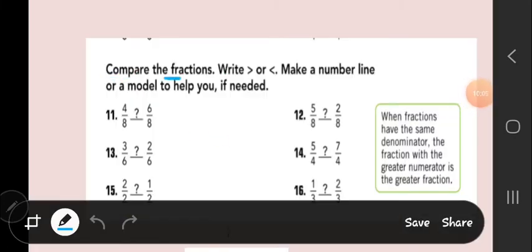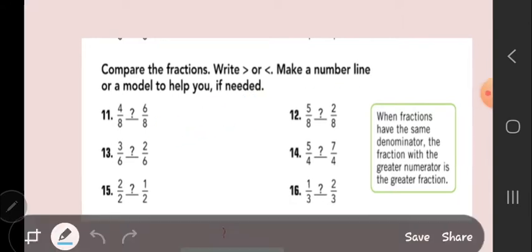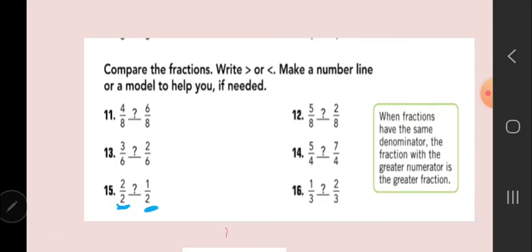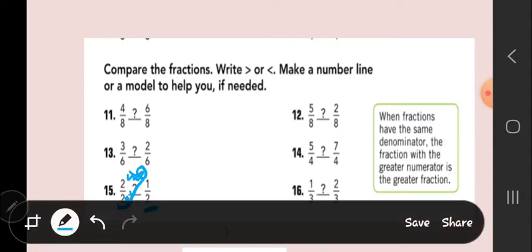Okay, can you compare the fractions? Make a number line or a model to help you if you need it. Of course, you don't need it. Let's see. This one, 1/2 and 2/2. What do you think? Who is the greater? Of course, you have the same denominator. Look up to the greater numerator, and that will be 2/2.